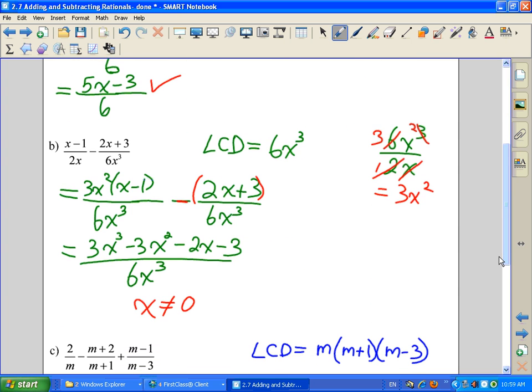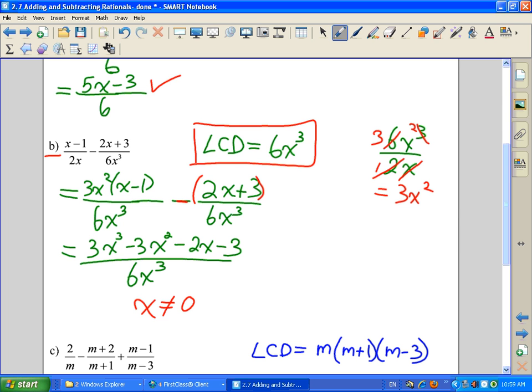Getting a little bit more difficult here, ladies and gentlemen, is example B. Please notice that now we have variables. So whenever we have variables in the denominator, we are going to have restrictions. So looking at your LCD, that's where you look to see what your restrictions are. So if we asked you for your restrictions, it would be x cannot equal 0.